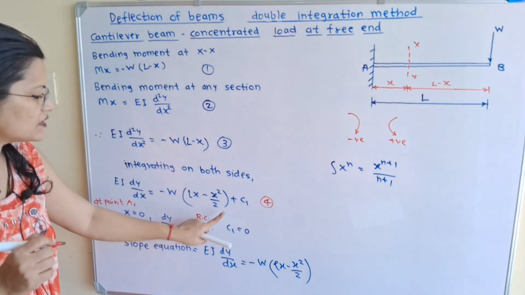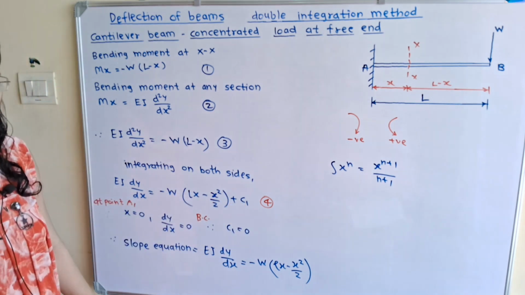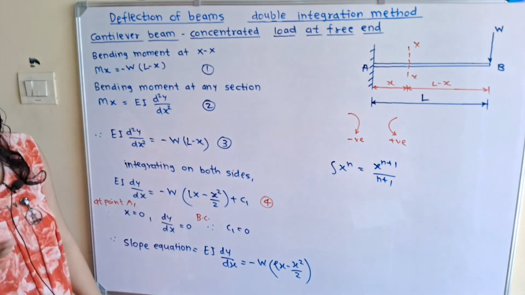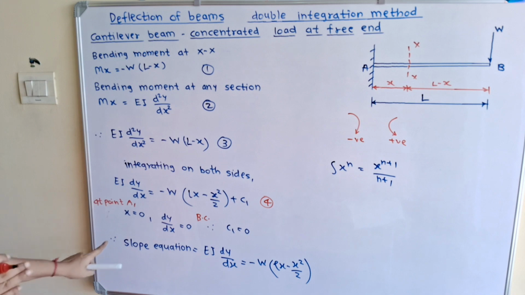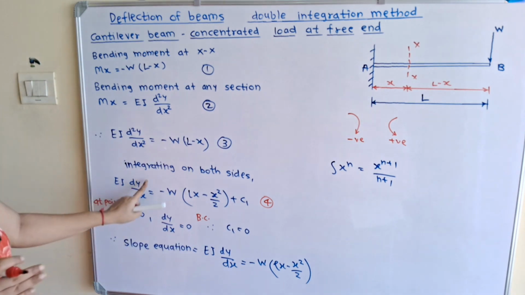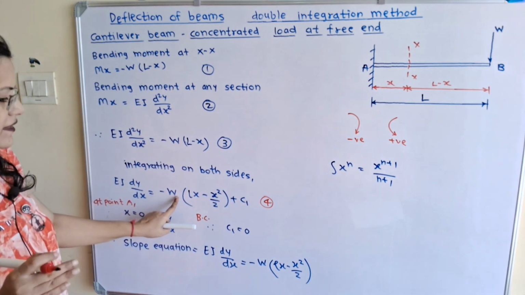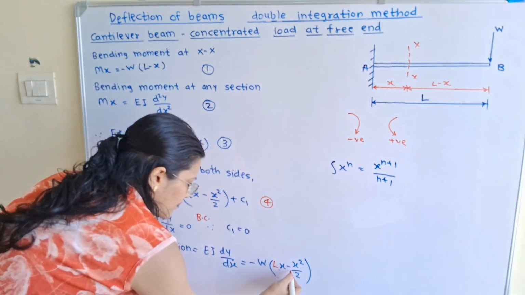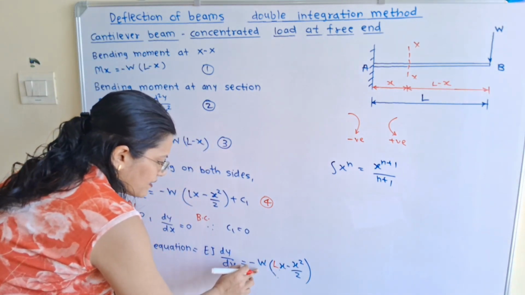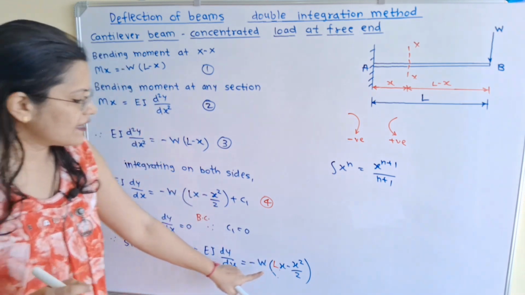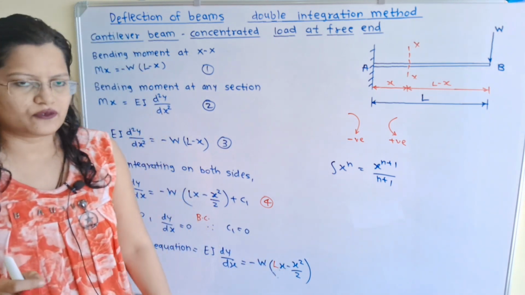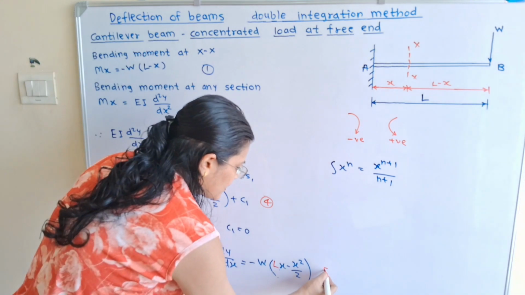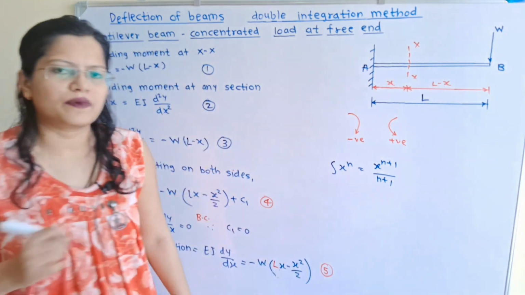Now when we put this value of C1 in equation number 4, then we will get the slope equation. So the slope equation is EI dy by dx is equal to minus W inside the bracket Lx minus x square by 2, and this is the slope equation, and it is equation number 5.